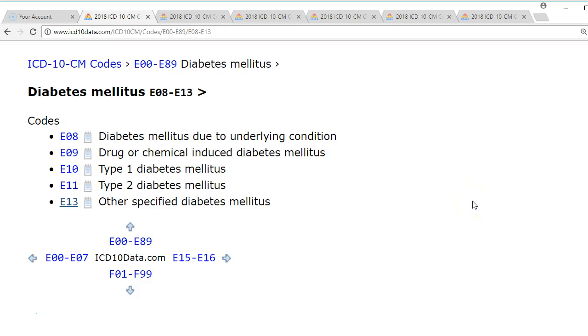Hello coders! Today we're talking about the E codes in ICD-10, which is endocrine, nutritional, and metabolic diseases.